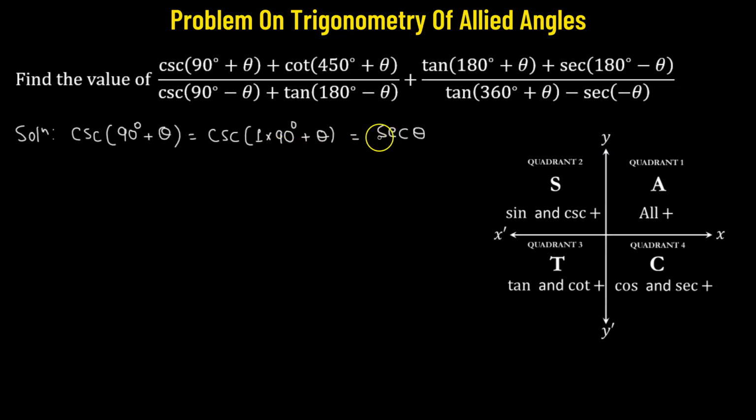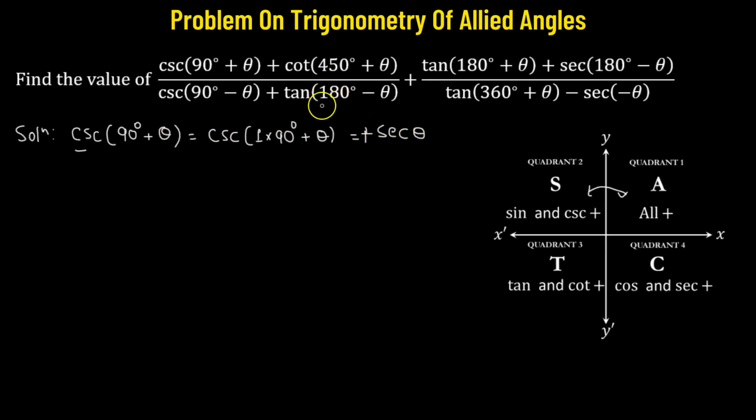Also, we have to check for the sign of the final value. So we have 1 times 90 degree, so that means we are in the first quadrant. We start from the first quadrant and go in anti-clockwise fashion. So 1 times 90 degree means we are in the first quadrant, but we are also adding an angle theta to it. Theta is an angle which lies between 0 and 90 degrees, so that's going to take us to the second quadrant. Now in the second quadrant, the sine and the cosecant are positive. Since we started out with the cosecant function, its final value is going to be positive in nature. So that means cosecant of 90 degree plus theta is positive secant theta.